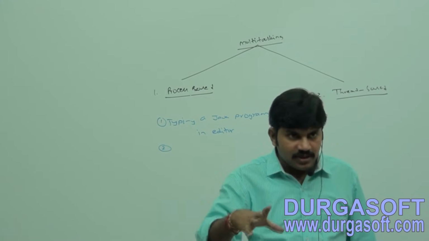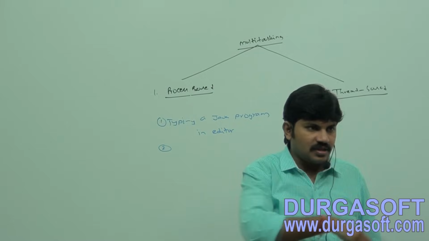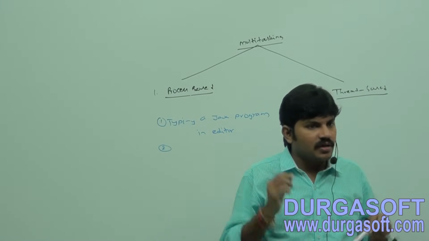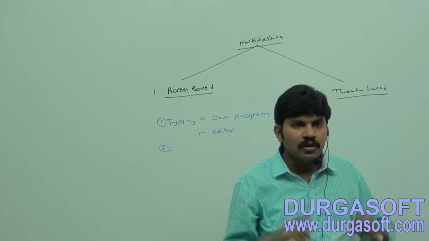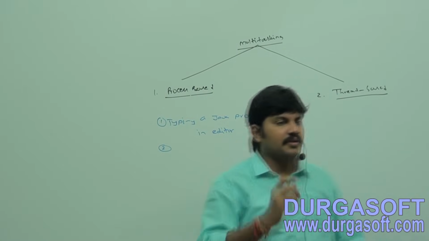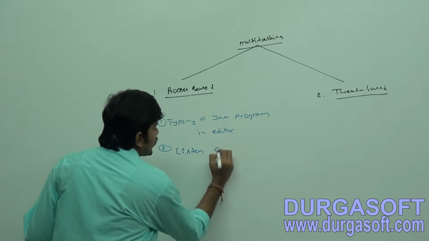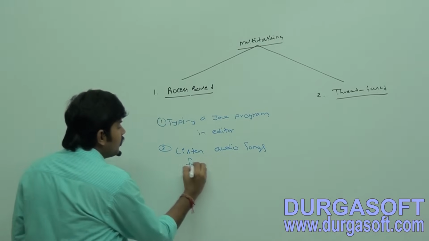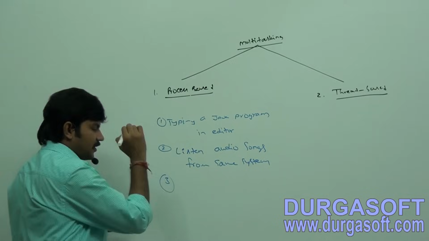Even in real-time companies, in software companies also, suppose a cubicle of four seats is there, which means four systems are there. Minimum three systems will have headphones or earphones by default. It's a very common trend even in software companies: listening to audio songs while typing the program. So while typing a Java program, we can listen to audio songs from the same system.